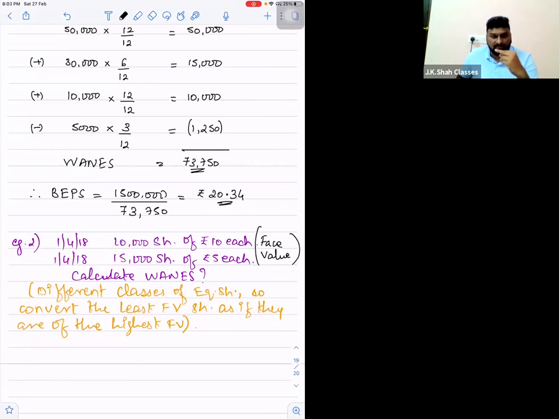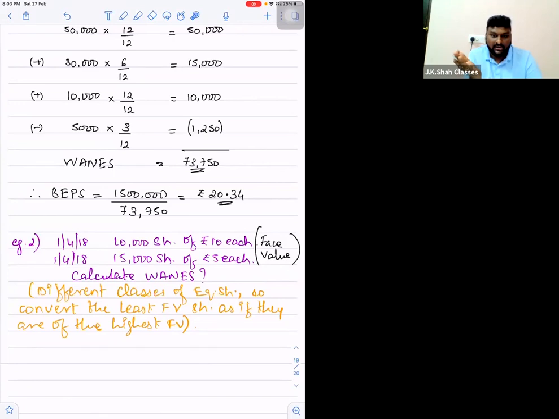So now what we have to do is, on the basis of the rights in the profits, work out the weighted average number of shares. So a simple point to be noted: with different classes of equity shares, convert the least face value shares as if they are of the highest face value. Means if there are 15,000 shares of rupees 5, convert them as if they are of 10 rupees each. So can I say 15,000 shares of 5 rupees each will be equal to 7,500 shares of rupees 10 each?